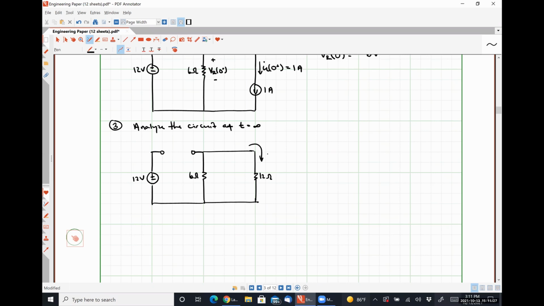So here is our current, IL at infinity. Here's our voltage drop, VR at infinity. And by inspection, we can see that both of these quantities are 0. So I 100% understand if you don't actually do this step.